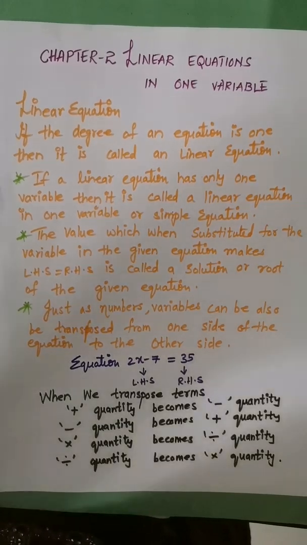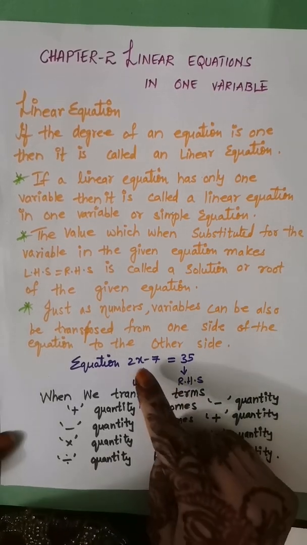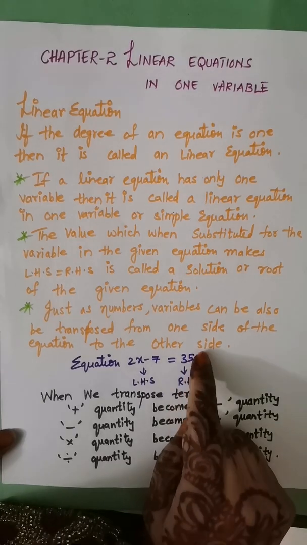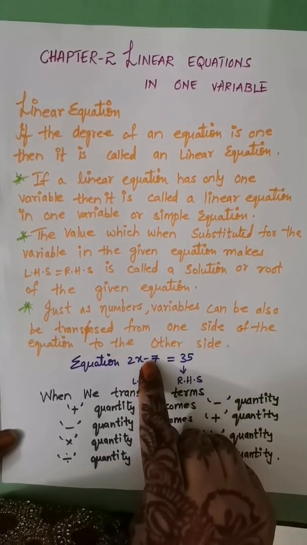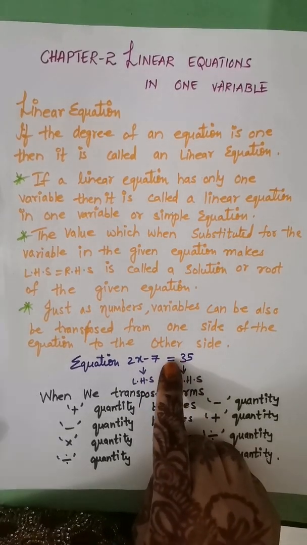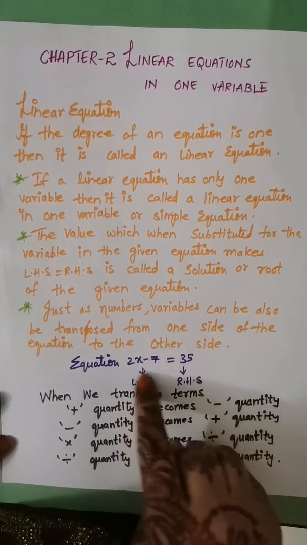Now, today we are starting chapter 2, linear equations in one variable. First, try to understand the name of the chapter. You all know what an equation is. See this one, 2x minus 7 is equal to 35. This is an equation. Why is it an equation? Because it has LHS, RHS and an equal to sign in the center. So this is called an equation.